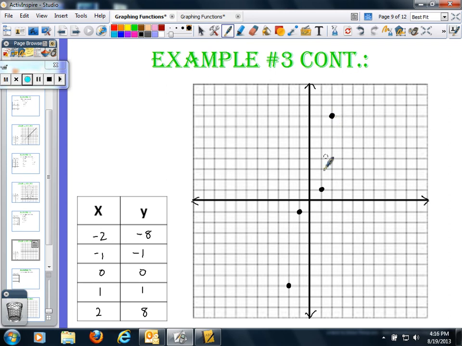Okay, and you can kind of see this function. It's not a line. It's not linear. And it's not a parabola, which means it's not quadratic. So you should be able to recognize that this function here is going to look something like this. Okay?